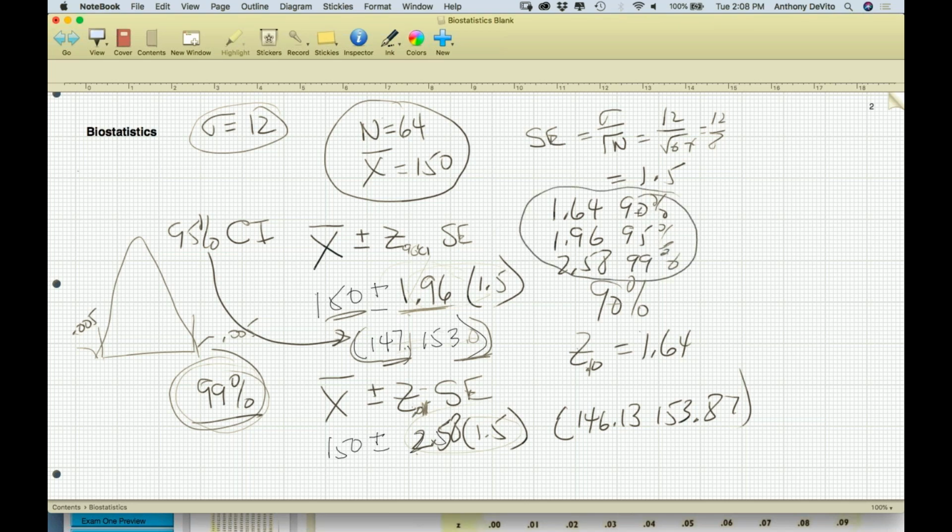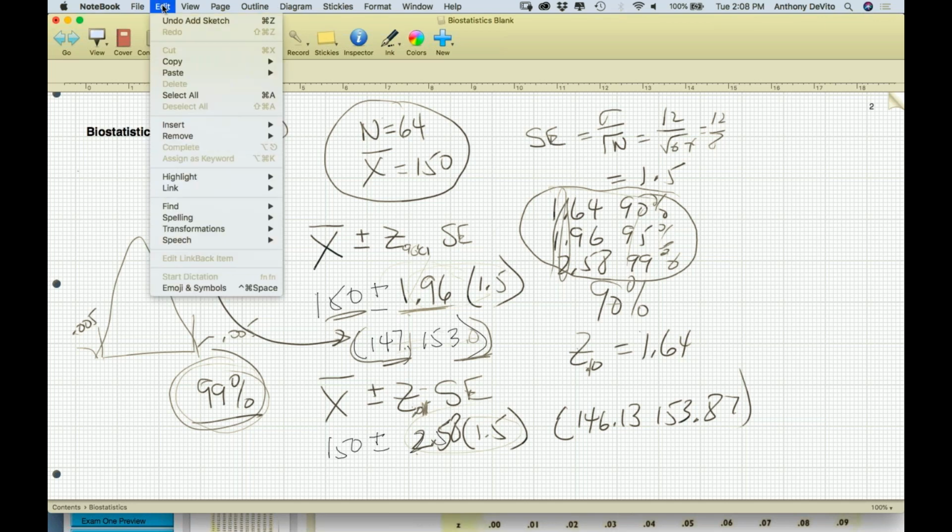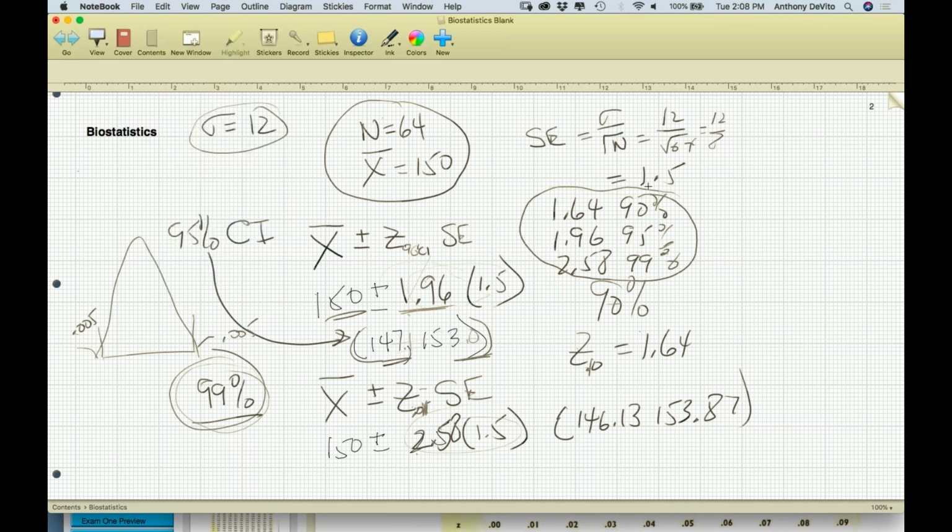You'll save yourself a lot of trouble going back to the table and having to figure out what it is. Okay, so those are the three numbers that you should really remember. I didn't mean to obliterate them there. There we go. Okay, so those are the numbers that are important to a confidence interval.